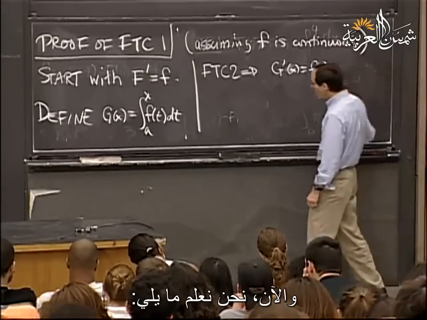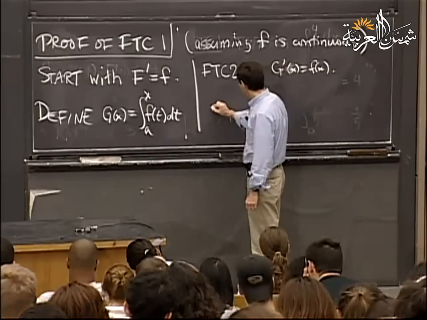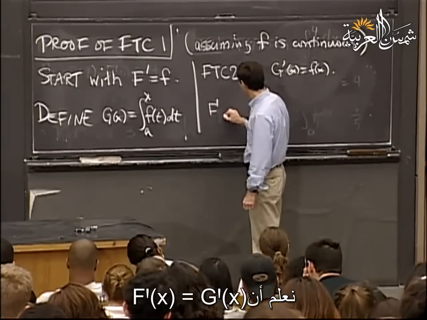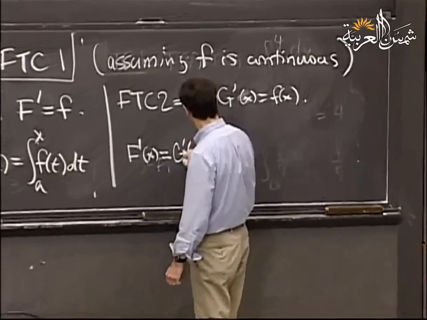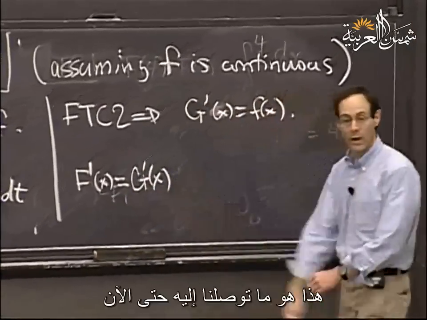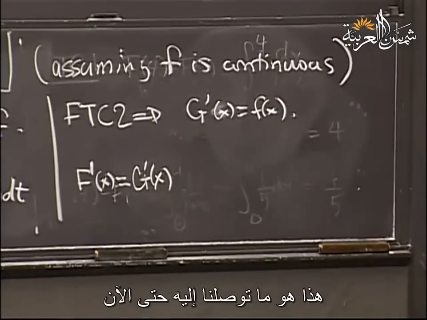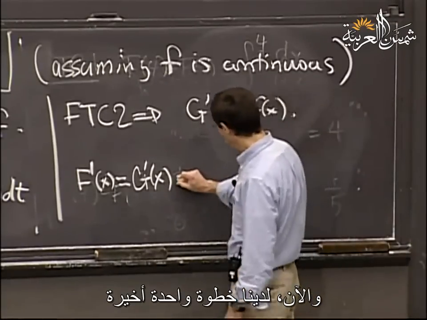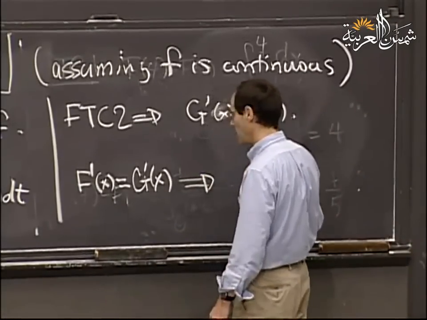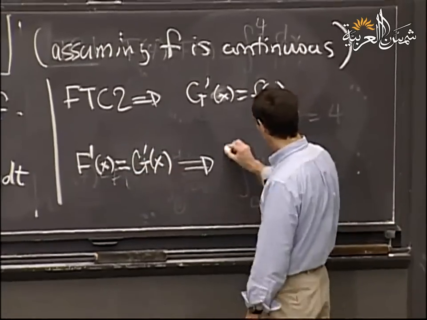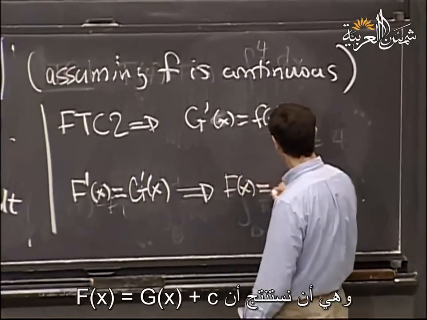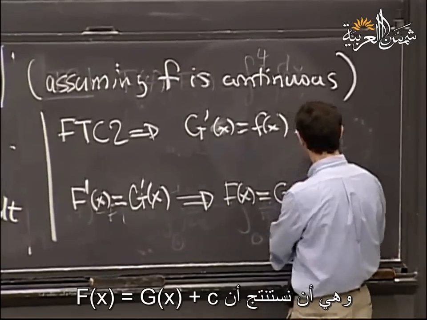And so now we're in the following situation. We know that F prime of x is equal to G prime of x. All right, that's what we've got so far. And now we have one last step to get a good connection between f and g, which is that we can conclude that f of x is g of x plus a constant.